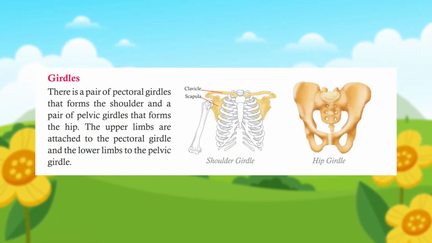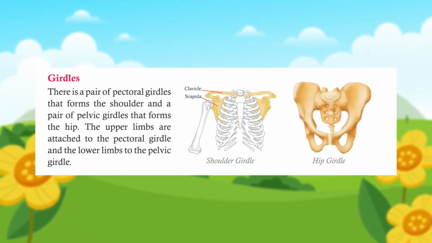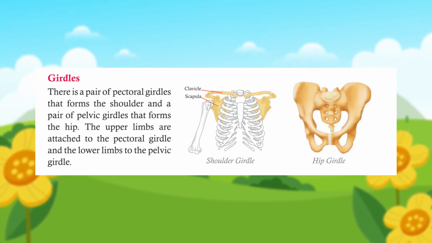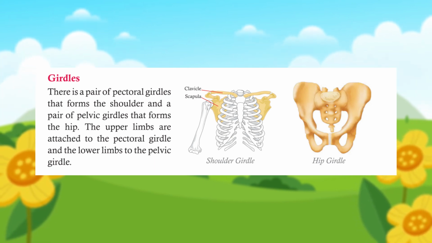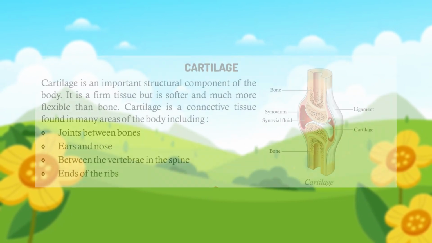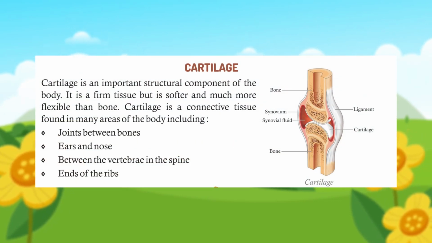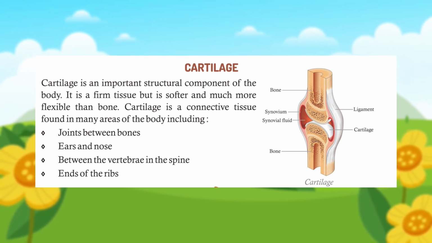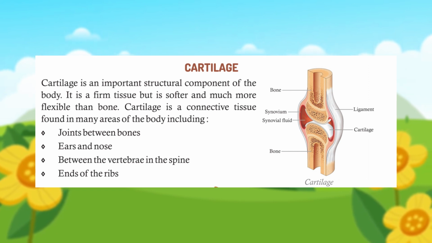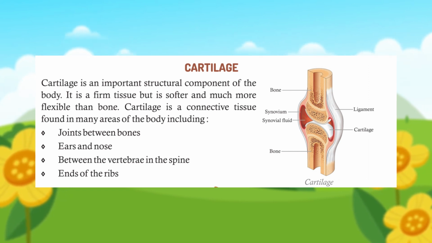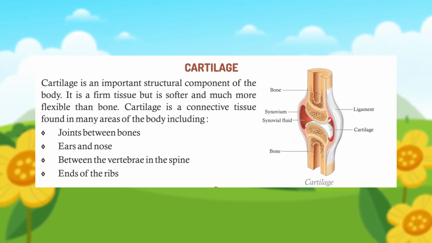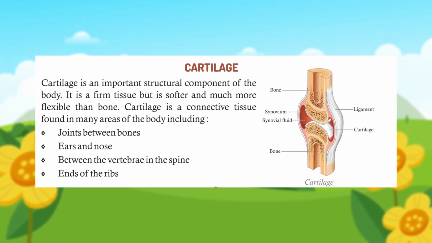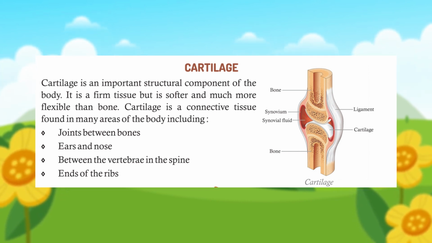Girdles. There is a pair of pectoral girdles that forms the shoulder and a pair of pelvic girdles that forms the hip. The upper limbs are attached to the pectoral girdle and the lower limbs to the pelvic girdle. Cartilage. Cartilage is an important structural component of the body. It is a firm tissue but is softer and much more flexible than bone. Cartilage is a connective tissue found in many areas of the body including joints between bones, ears and nose, between the vertebrae in the spine, ends of the ribs.